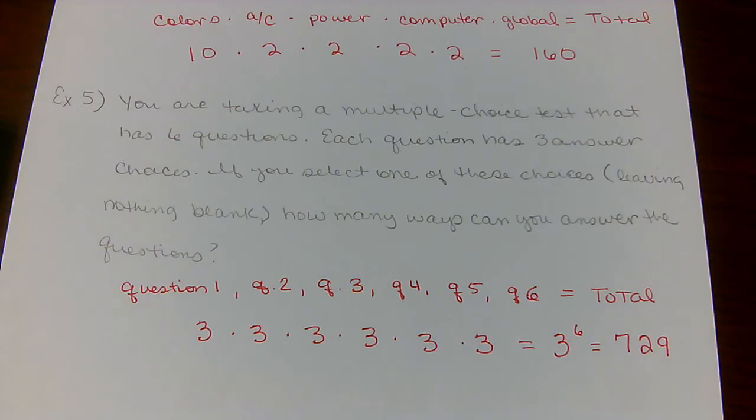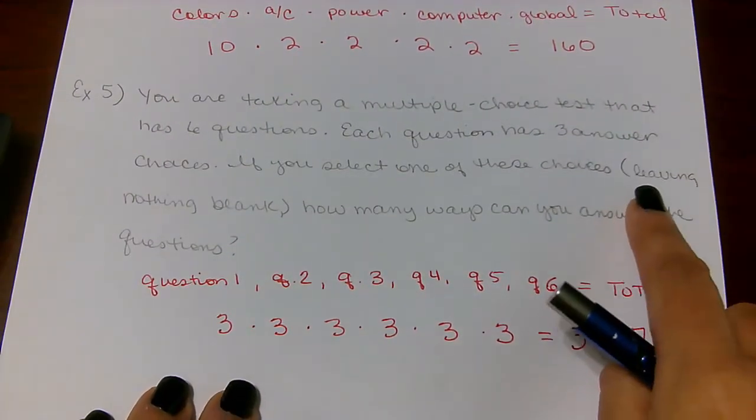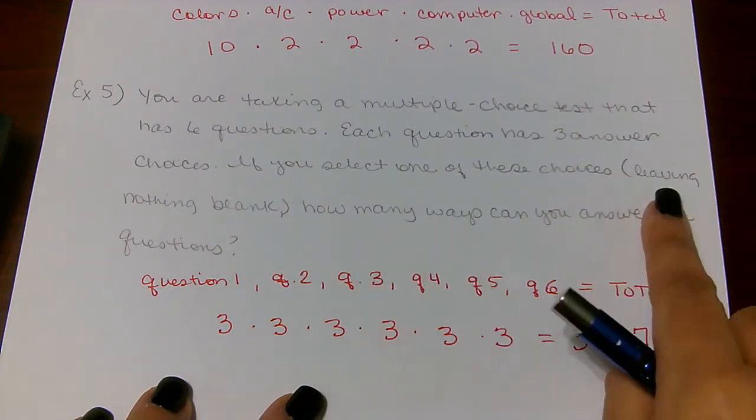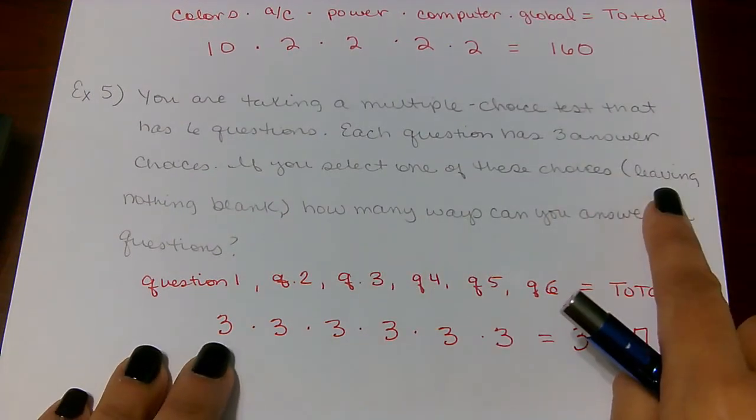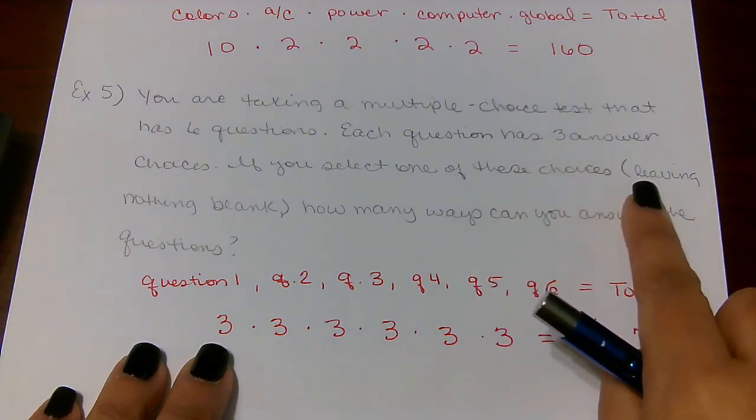Example 5. You are taking a multiple choice test that has 6 questions. Each question has 3 answer choices. If you select one of these choices, leaving nothing blank, how many ways can you answer the questions? And on this one, it's really important that it says it leaves nothing blank, because leaving a question blank would be a 4th option. You can answer A, B, or C, or none at all.